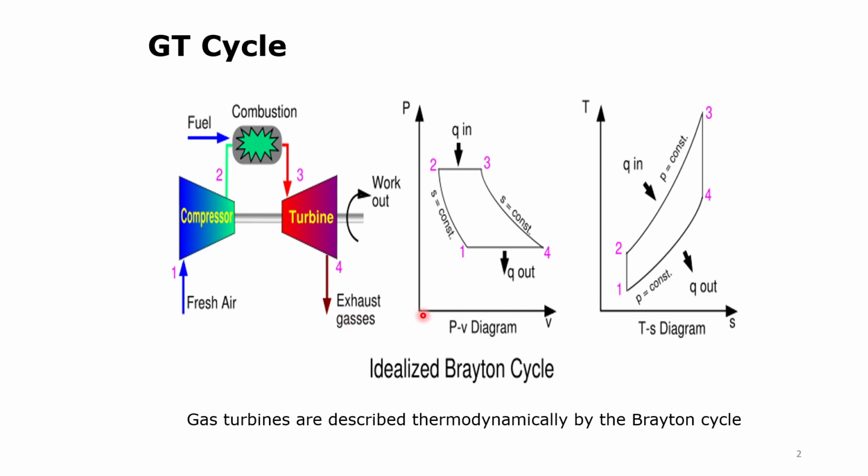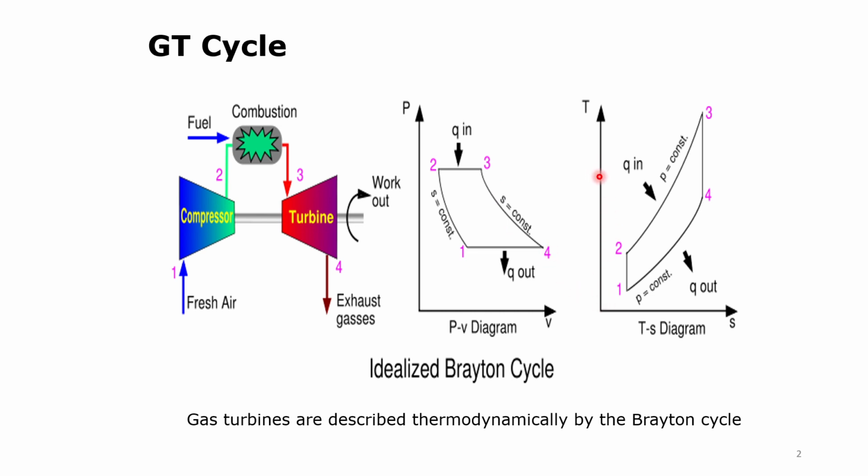If we see the pressure-volume diagram of this process, at point number 1, fresh air is compressed in the compressor, so the pressure increases, the volume decreases, and we reach point 2. From point 2 to 3 is the combustion portion where the fuel is added, so at constant pressure the volume goes up. From 3 to 4 the gas expands in the turbine, and that's how the pressure goes down.